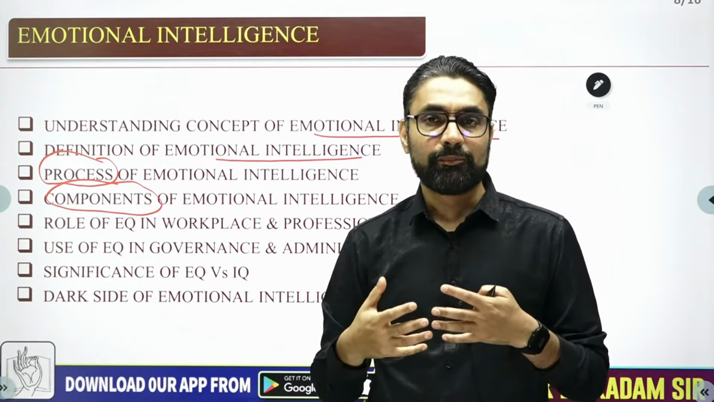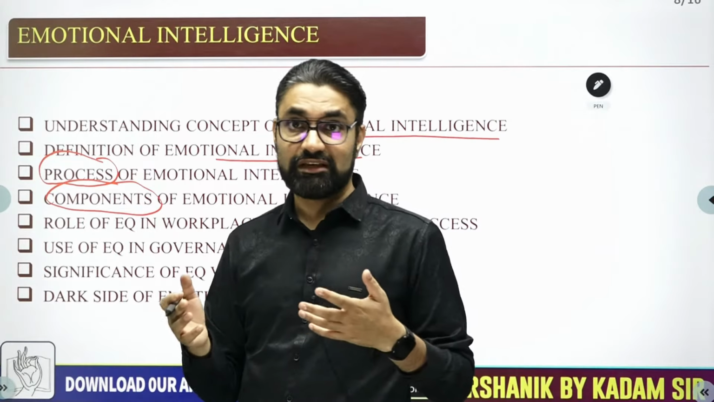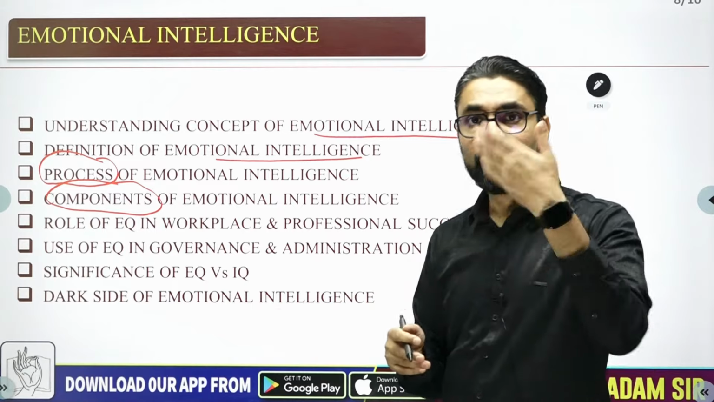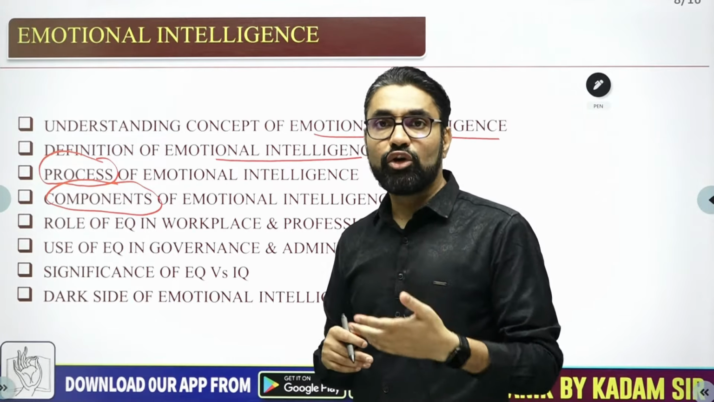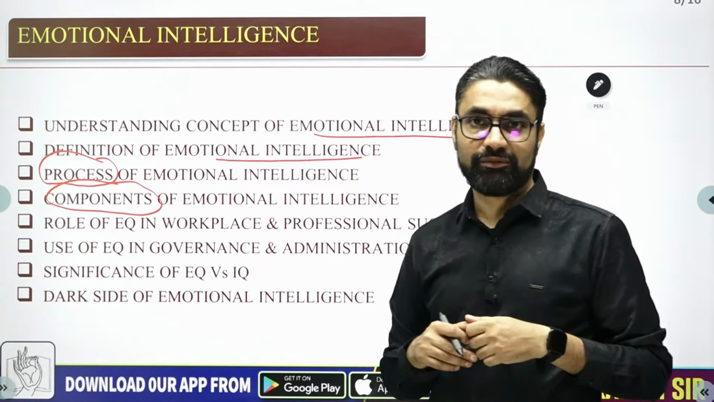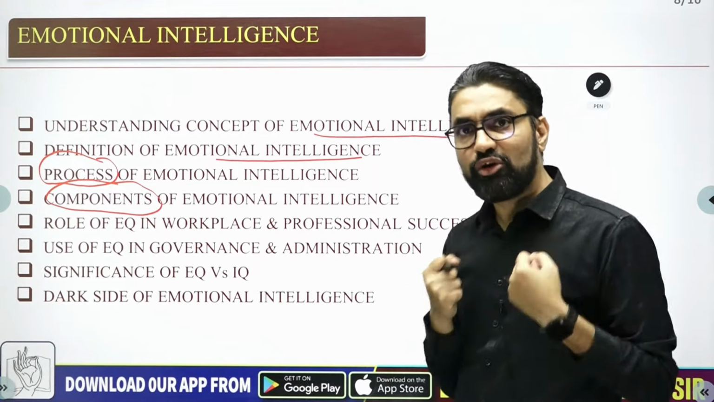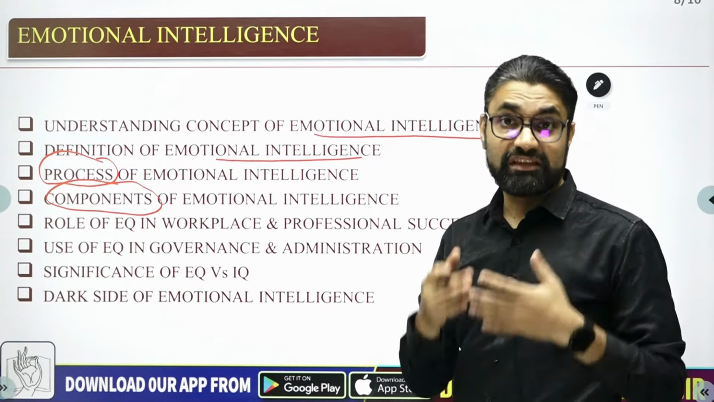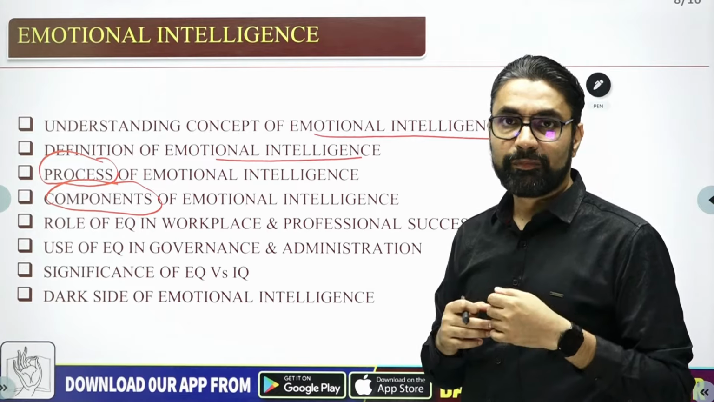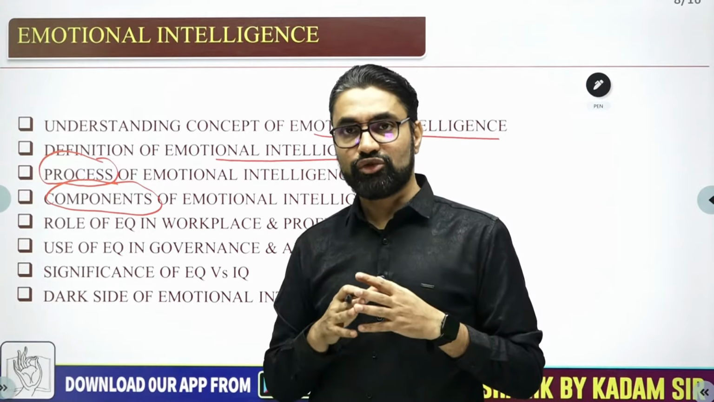So as a leader, social skills are very important. We'll discuss social skills and their role in emotional intelligence as well as administration. In the same way, there are two more components: self-awareness and self-regulation. If you are not a self-aware individual, if you don't know about your own emotions, how can you manage others' emotions? So first you need to be self-aware to be emotionally intelligent. And not only self-aware, you should be able to manage and regulate your emotions.